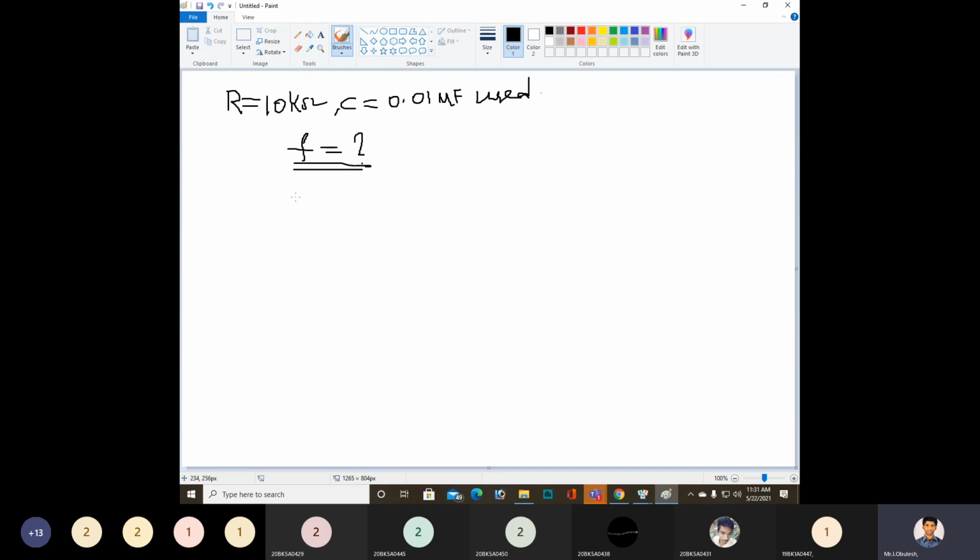What is the formula for frequency of oscillations? F equals 1 by 2 pi RC root 6.